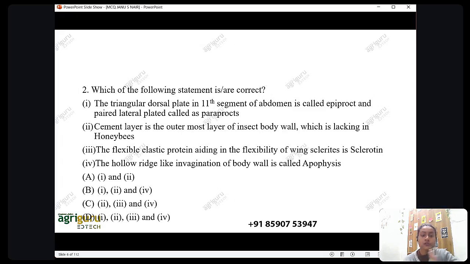Second, the fourth option, that is, the hollow ridge-like invagination of the body wall is called apophysis.